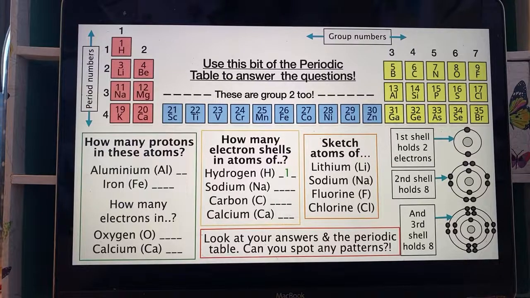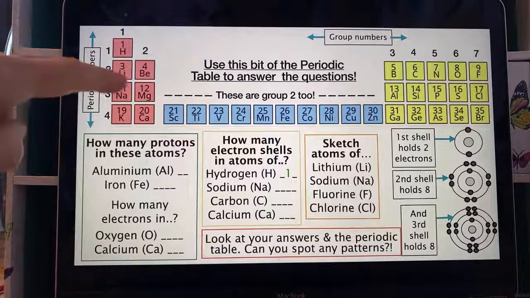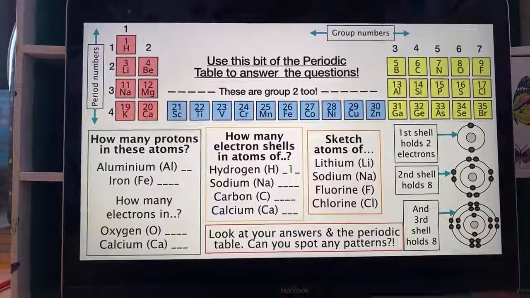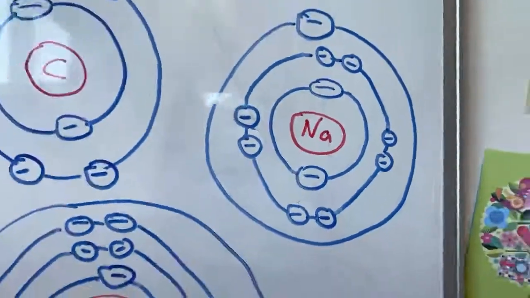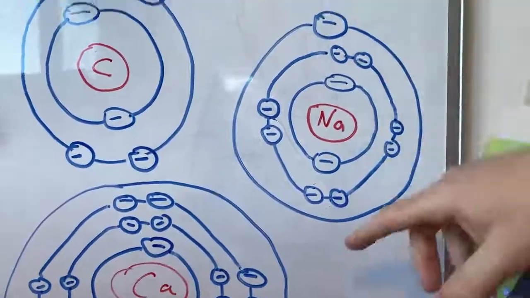Let's have a look at how many shells in each of these. So hydrogen's only got one shell. How many shells does sodium have? I'll show you the answer now. So I had to draw it actually, which is a bit silly because it's supposed to be a quick question. I've got sodium has 3 shells, yeah?